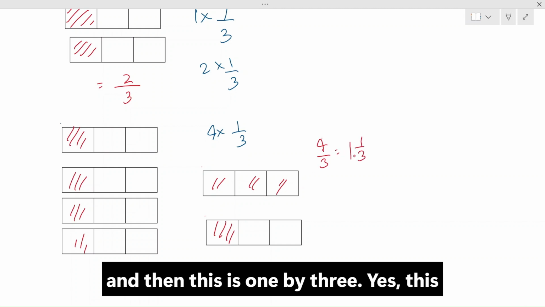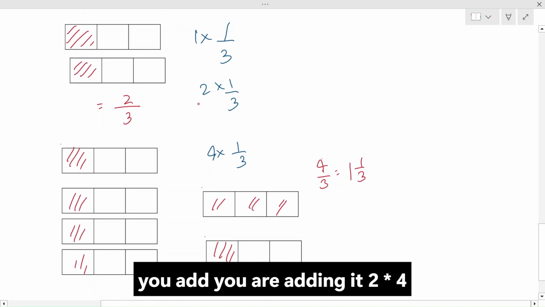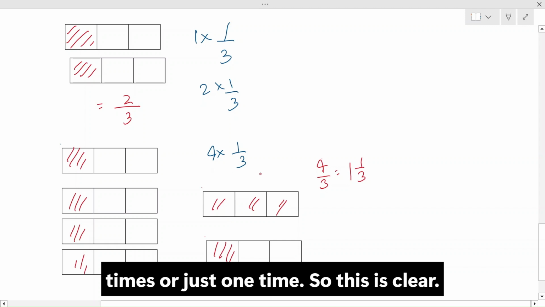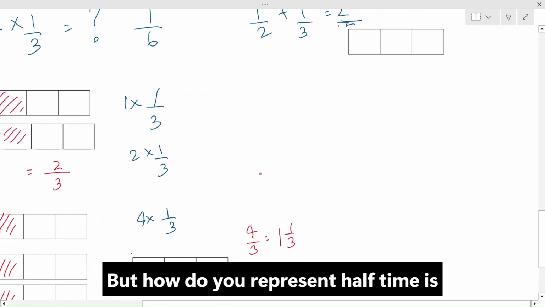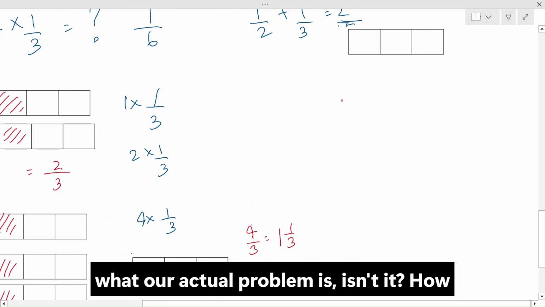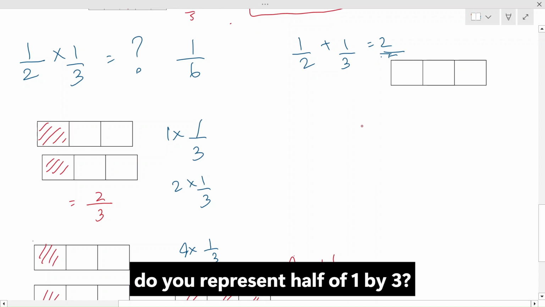Yes, this is clear. Now with this idea, whenever you add, you are adding it 2 times, 4 times or just 1 time. So this is clear. But how do you represent half time is what our actual problem is, isn't it? How do you represent half of 1 by 3?